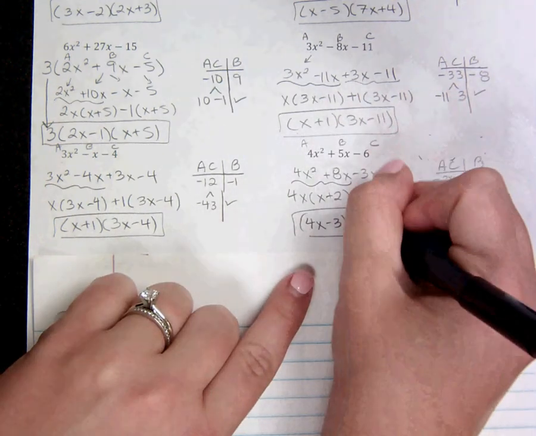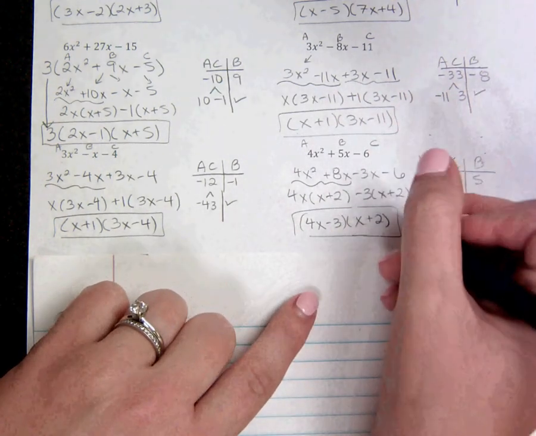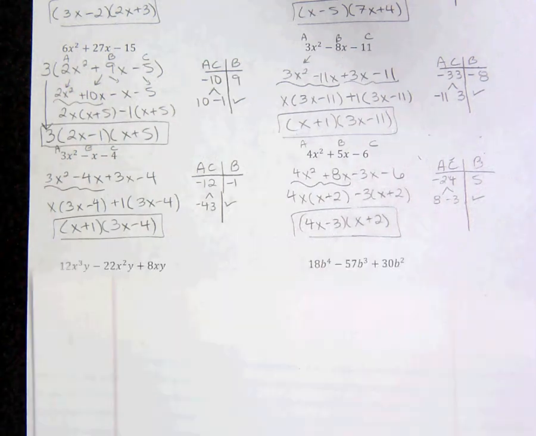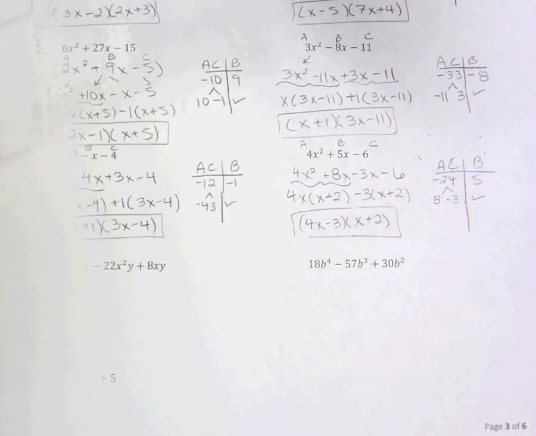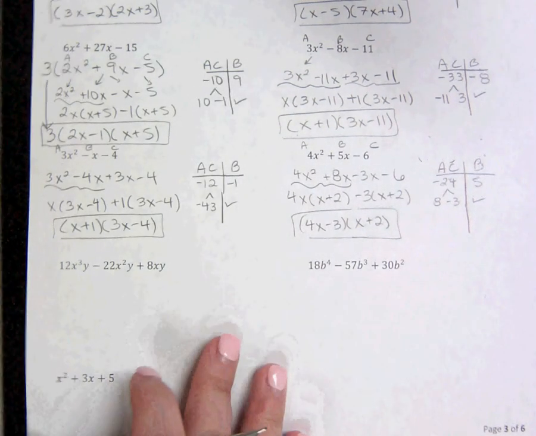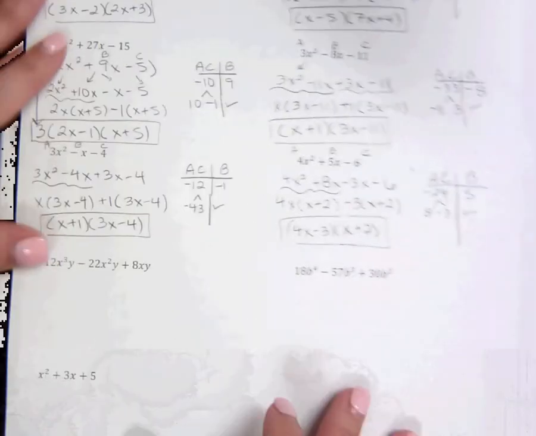Sorry, it's not looking right. There we go. x plus 2. Alright, we've got about 3 more. These are looking a little crazier, but again, the process is the same.